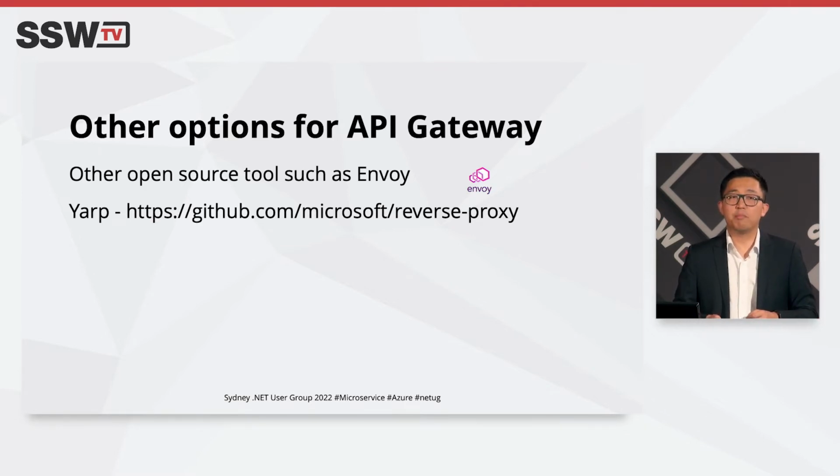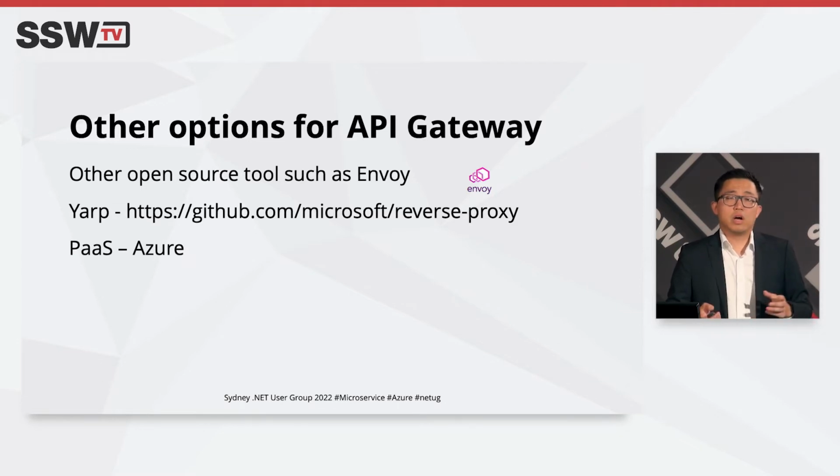And the other is YARP. YARP has recently come out. Microsoft wants to advocate it as a reverse proxy solution. Apparently, I haven't checked it out in detail, but I list it here because it's a great alternative I see.